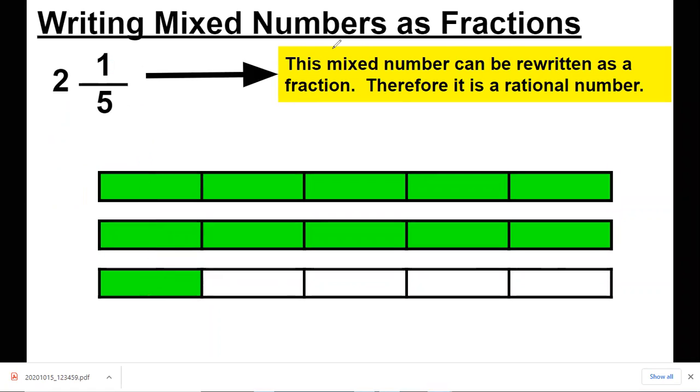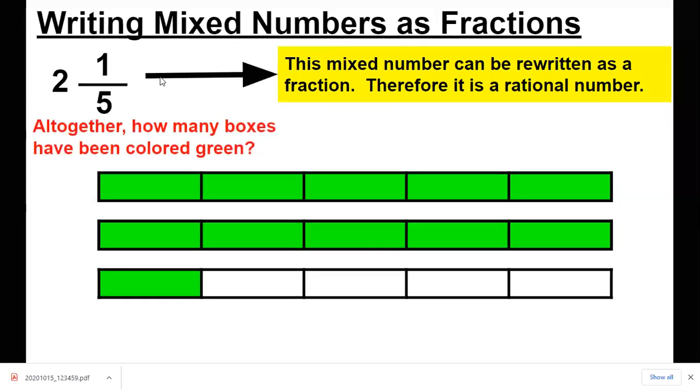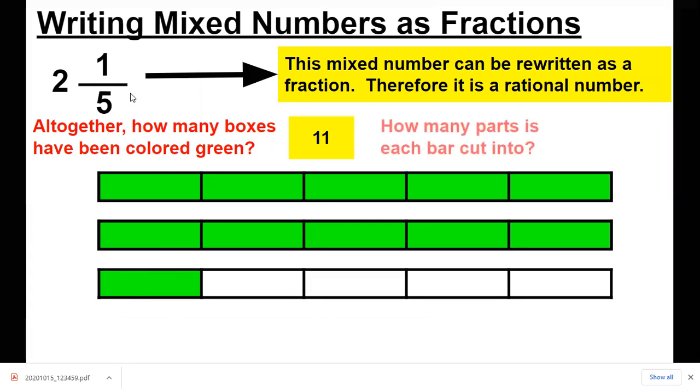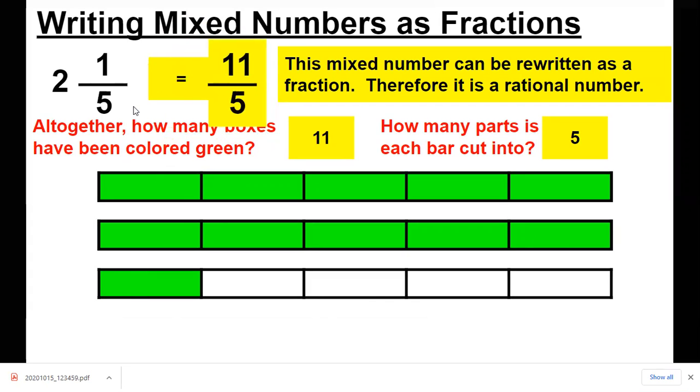Altogether, how many boxes have been colored green? Let's count. 1, 2, 3, 4, 5, 6, 7, 8, 9, 10, 11. 11 green boxes. And altogether, how many parts is each bar cut into? That should be your denominator. That's 5. Then we put them together and we get our improper fraction of 11/5. Remember, the bottom number stays a 5. The 11 comes from the number of green squares we colored in.